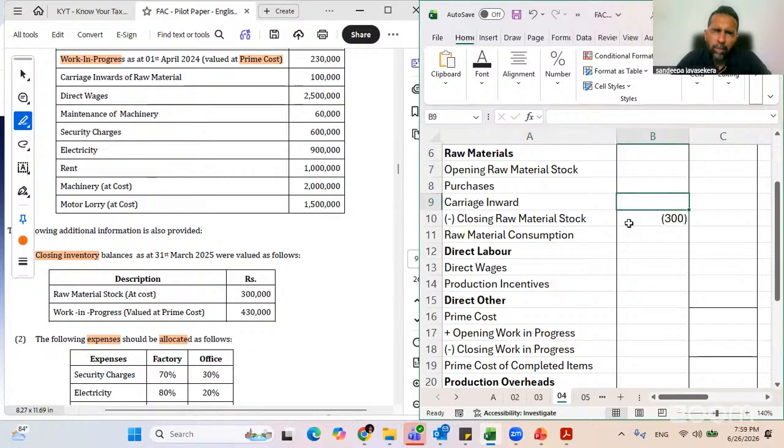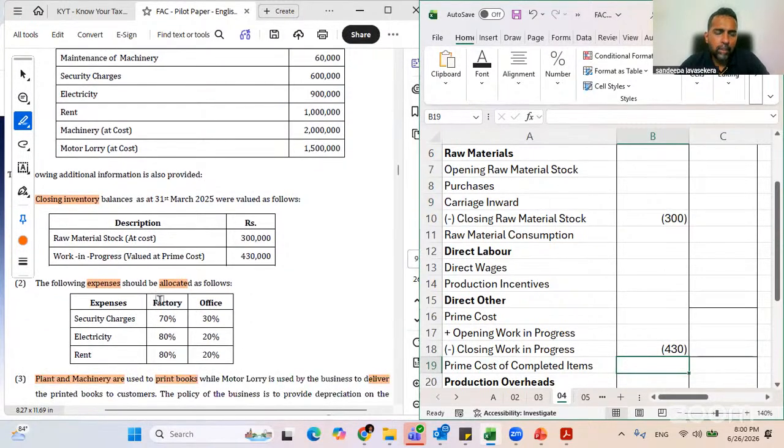Work in progress. That means as of 31st of March, what were the items incomplete? Items which are incomplete, we are removing from the manufacturing account. Why? Because manufacturing account calculates the manufacturing cost of completed items, not the incomplete. So we are deducting 430 here. It's very easy.